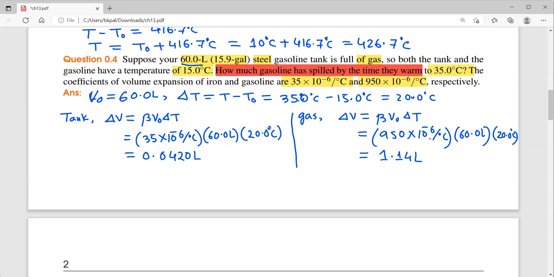So of course, there will be some gas spilled out. Okay, then how much will be spilled out? That will be 1.14 liter minus 0.0420 liter, which is equal to 1.10 liter. So this much gas will be spilled out from the tank, because the change in volume for the gas is higher than the change in the volume of the tank. All right.